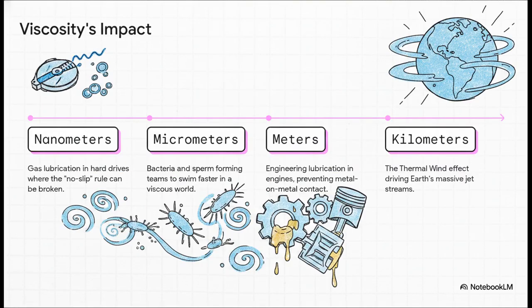Now, these ideas of stability and chaos are not just some abstract theory. They have huge impacts across every scale you can possibly imagine. We're talking from the nanometer-sized air gap in a hard drive to microorganisms teaming up to swim, to the oil that keeps our car engines from grinding themselves to pieces, all the way up to the planetary jet streams that are driven by temperature differences. It's all governed by this very same battle.